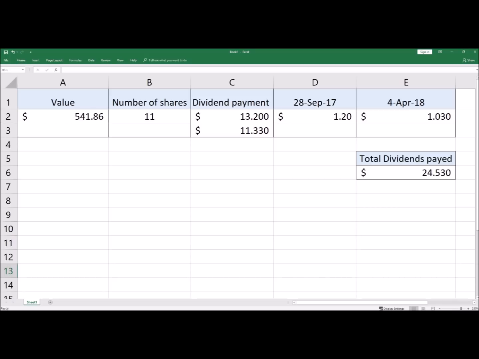That might not seem like much, but imagine if I own hundreds if not thousands of shares, and that's not including the value of the stock going up.